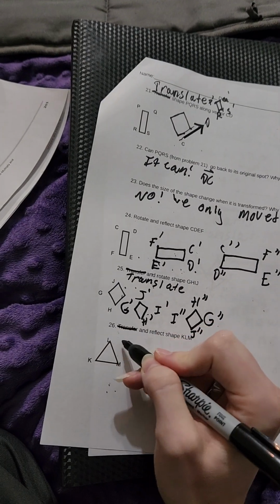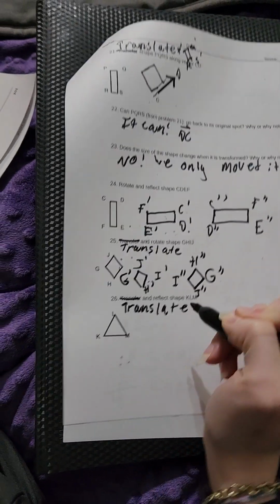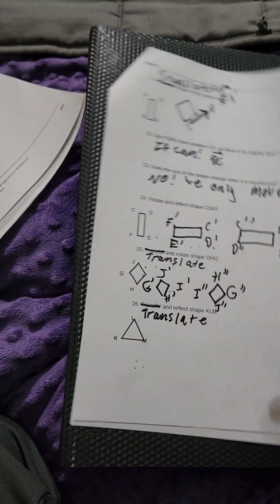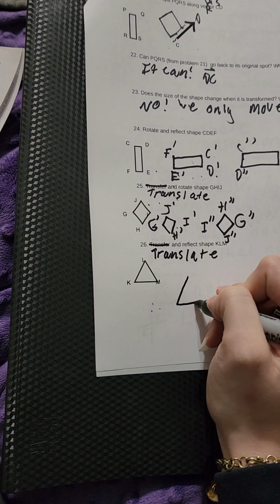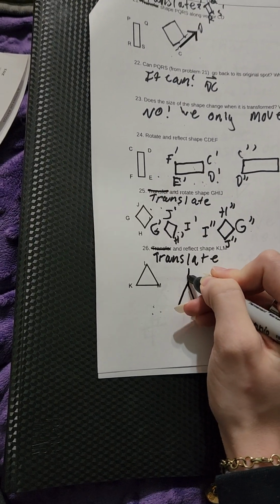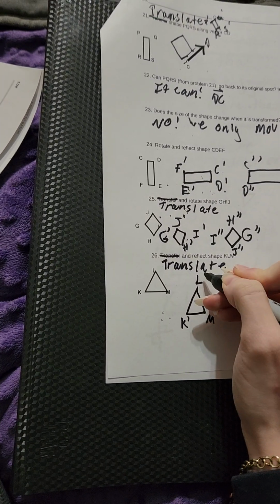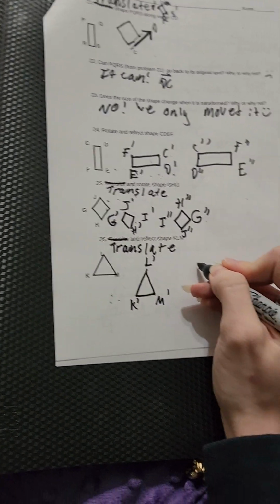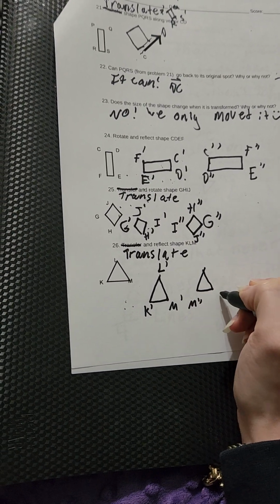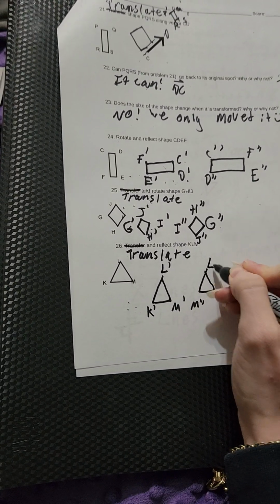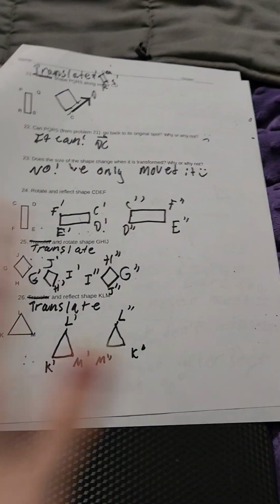Same thing here. I'm going to cross it out. Translate. So now, I moved this one down. And then I went to reflect it, which means it's going to look like this. Okay? Tracking? Excellent.